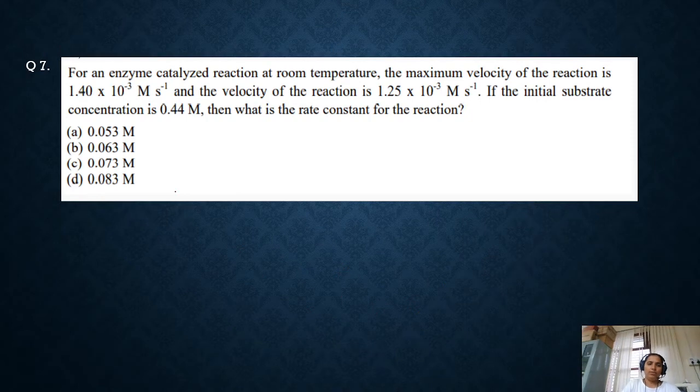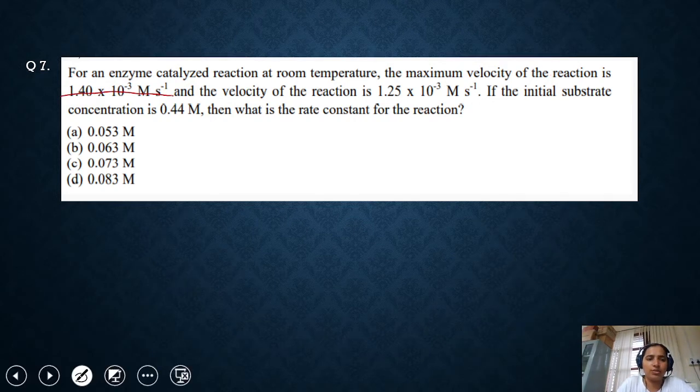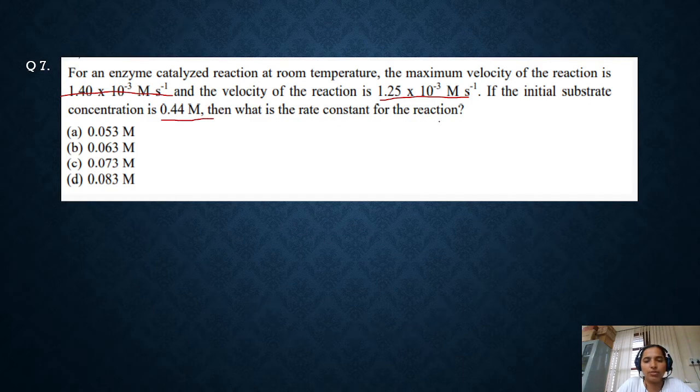Okay, now coming to the next question. For this question you require pen and paper. Let's read it. For an enzyme catalyzed reaction at room temperature, the maximum velocity of the reaction is 1.4 into 10 raised to the power minus 3 molar per second, and the velocity of the reaction is given. If the initial substrate concentration is 0.44 molar, what is the rate constant?